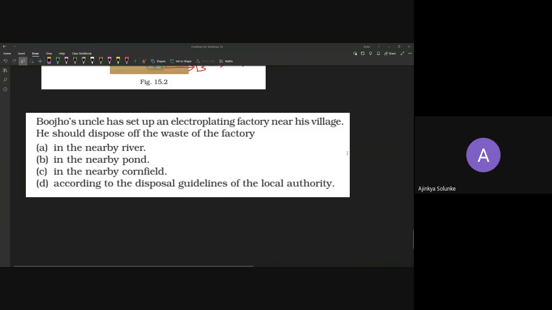Okay, definitely the answer would be, the question is this: Bojo's uncle has set up an electroplating factory near his village. He should dispose of the waste of the factory in the nearby river, pond, cornfield, or according to the disposal guidelines of the local authority. Obviously, it should be D, right? So he should be disposing of according to the guidelines of the local authority. So whatever local authority is available, those directions should be followed.